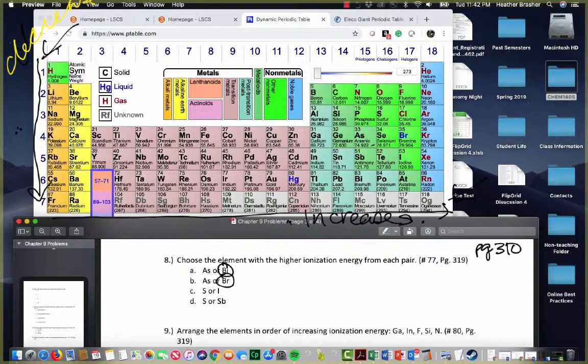Next, we're going to look at S, sulfur, and iodine. This one we can't determine based on periodic properties alone, right? Because basically if you look at this one, iodine is farther over, but sulfur is higher. So on this, we can't tell using just periodicity or the table itself. We'd have to look farther into this.